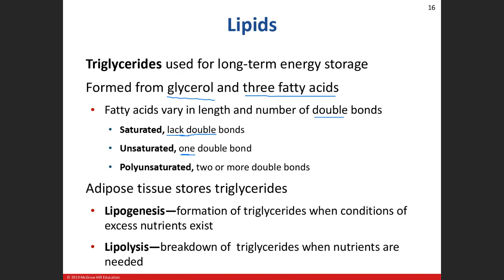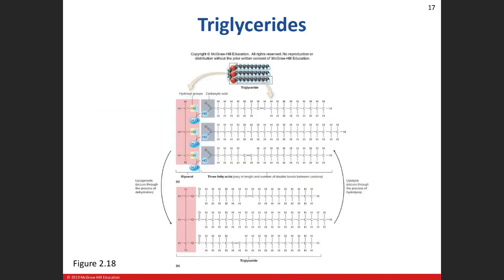So in the picture I was showing you, this fatty acid right here is a saturated fatty acid. There are no double bonds in there. Now the one above it only has one, so that's an unsaturated fatty acid. And the one below only has one also. But if we saw 2 or more, then it would be polyunsaturated.